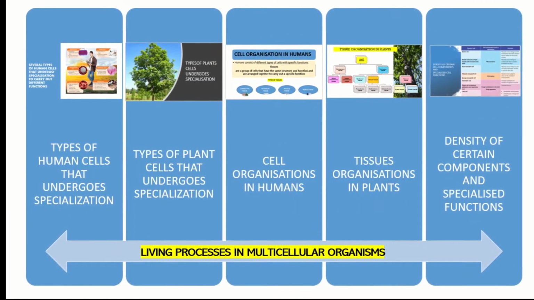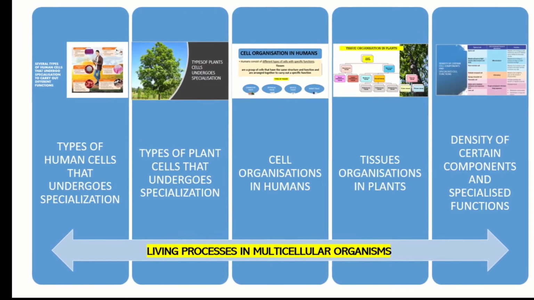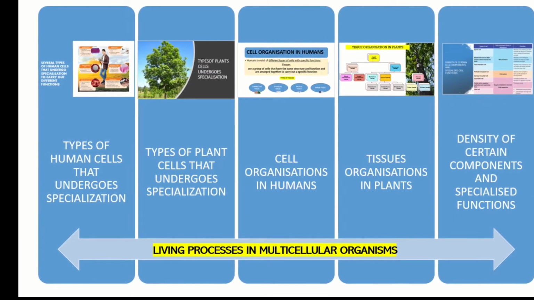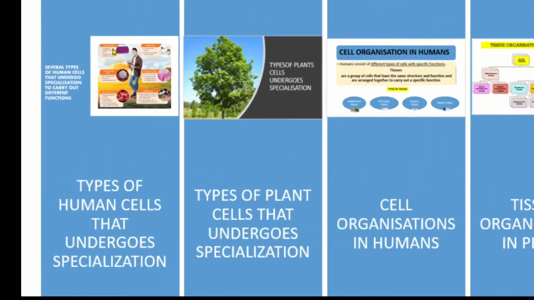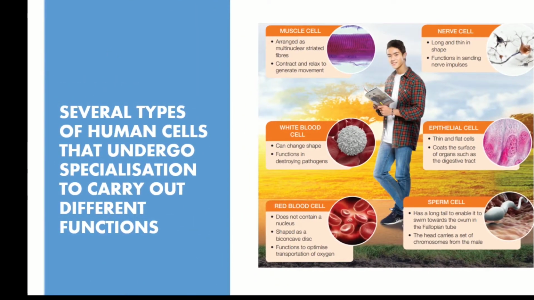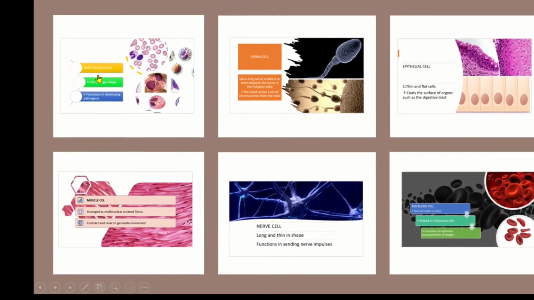Here we go, we are going to discuss the living processes in the multicellular organism. The first one is the type of human cell that undergoes specialization. Here are 6 cells that we are going to learn. Without wasting our time, let's discuss one by one.